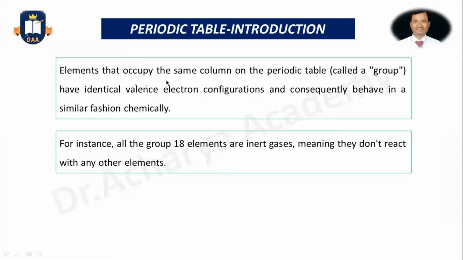Elements that occupy the same column, that means in the vertical way on the periodic table, are called a group. And these elements, as I already mentioned, have identical valence electron configuration and consequently behave in a similar fashion chemically. For instance, group number 18 elements are all inert gases. Inert gas means they don't react with any other elements.